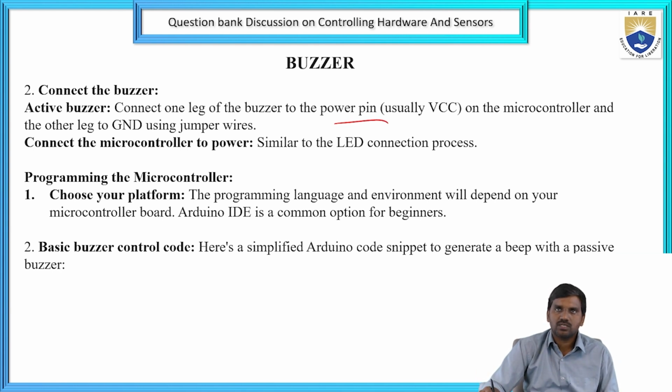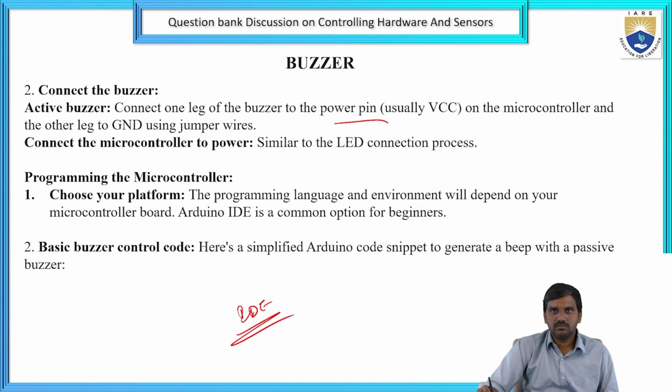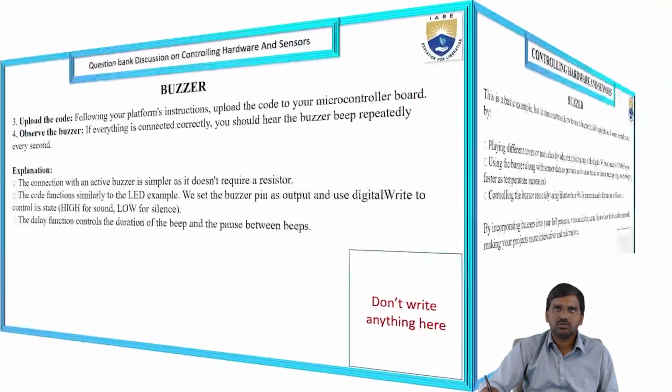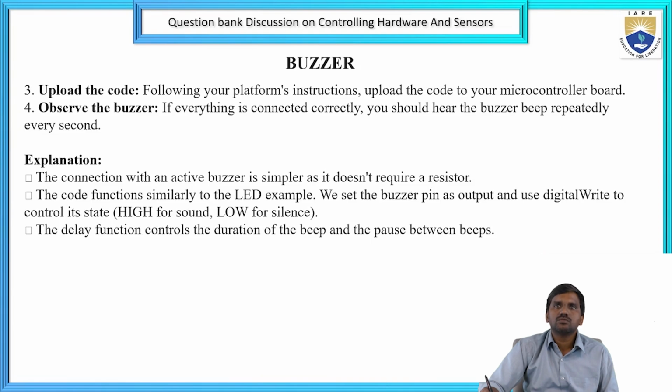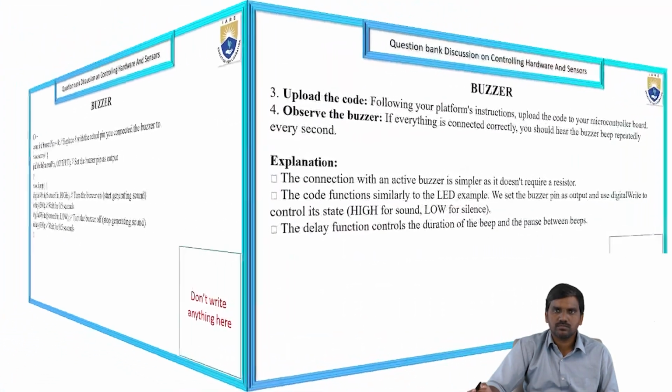Choose your platform, just Arduino IDE. We need to use Arduino IDE. Here is a basic buzzer control code, a simplified Arduino code snippet to generate a beep with a passive buzzer. This is the C program to dump onto the microcontroller. It will give a delay of 0.5 seconds, so for every 0.5 seconds the buzzer will give a beep sound like that.